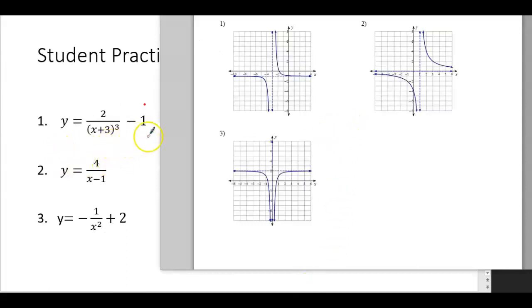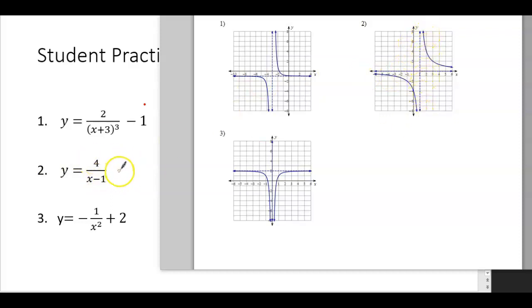For number 1, you should have had a vertical asymptote at -3 and a horizontal asymptote at -1. And since we have a positive fraction with an odd power, your curves would be in the top right quadrant and the bottom left quadrant of those asymptotes. For number 2, we would have a vertical asymptote of 1.